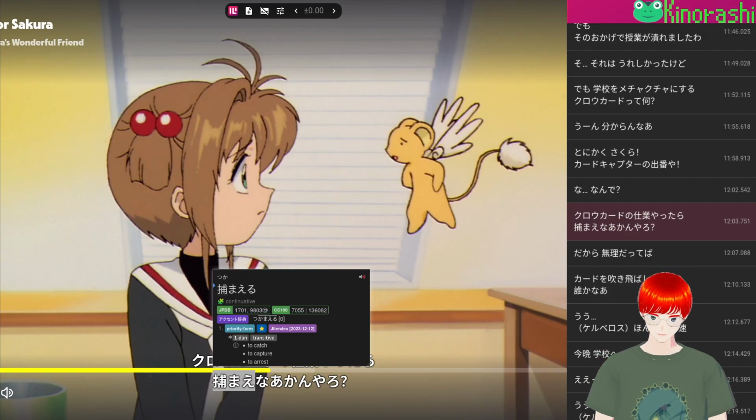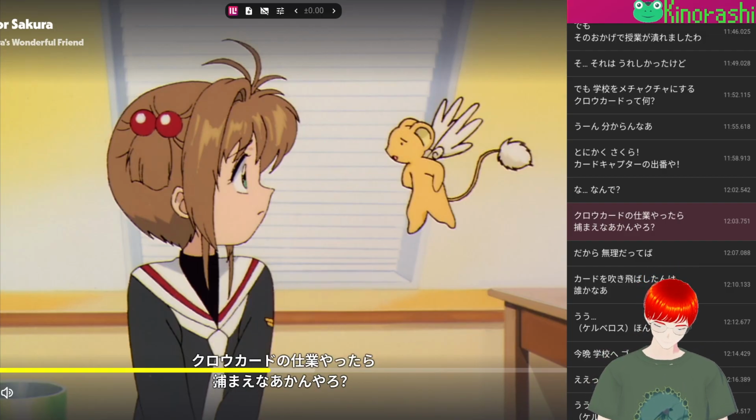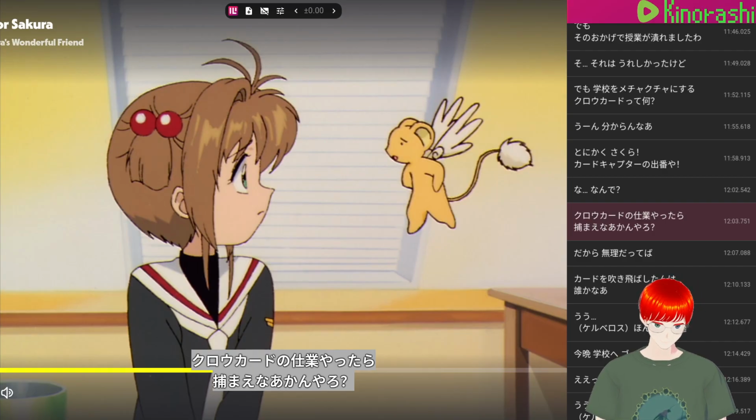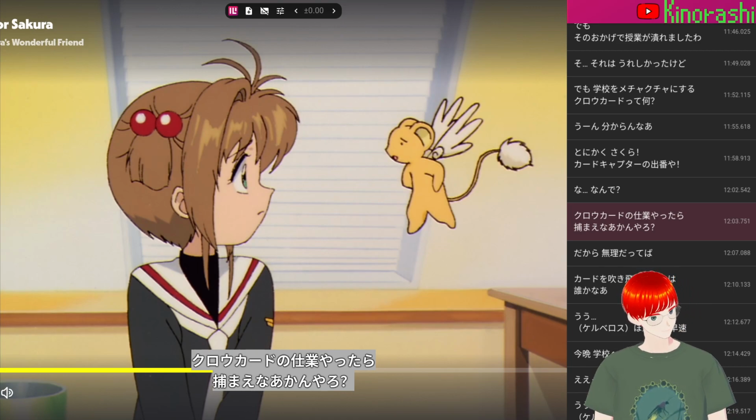How is this grammar here? If it's the Clow Cards doing it, we gotta catch him, right? Yes, I suspect it was trying to say a construction of we gotta do something, so that implies that we used to have a possibility statement here. But we just have what I think is a noun followed by a na followed by akan, or dame, essentially. So how does that make we have to?